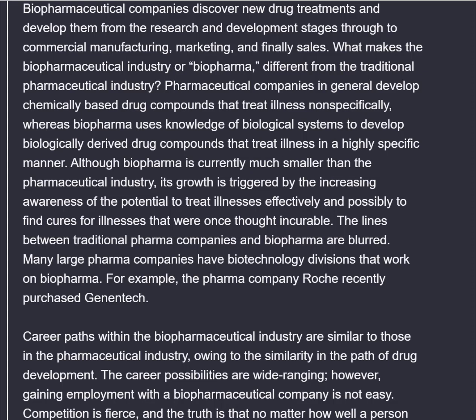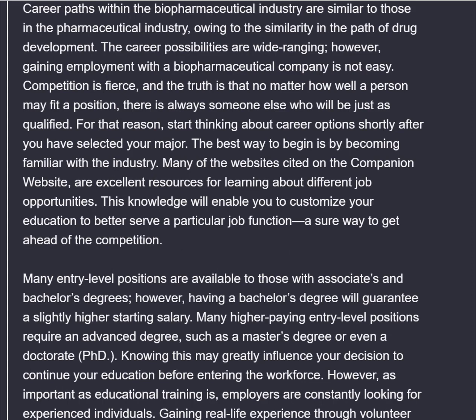The lines between traditional pharma companies and biopharma are blurred. Many large pharma companies have biotechnology divisions that work on biopharma. For example, the pharma company Roche recently purchased Genentech. Career paths within the biopharmaceutical industry are similar to those in the pharmaceutical industry, owing to the similarity in the path of drug development. The career possibilities are wide-ranging; however, gaining employment with a biopharmaceutical company is not easy.